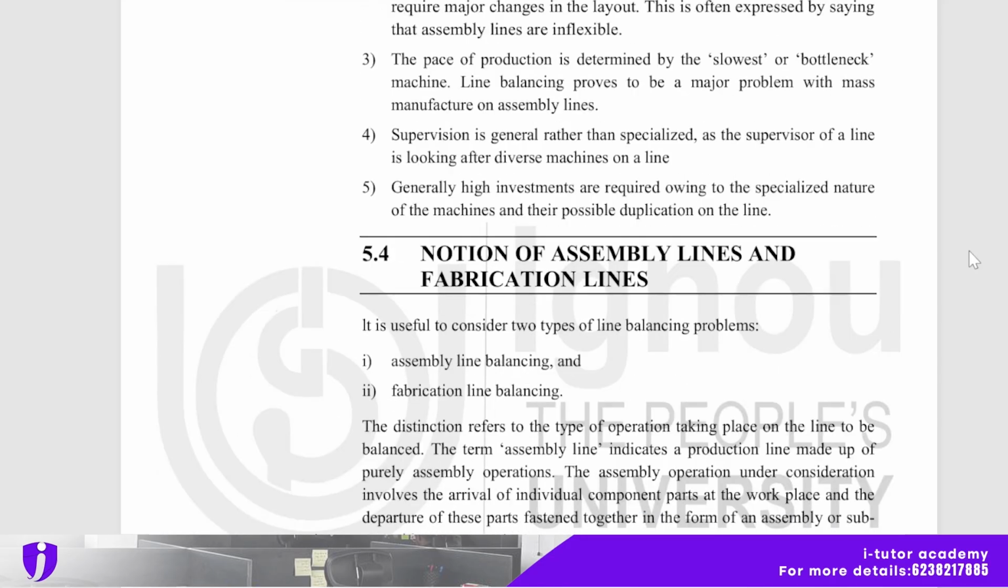Next, the pace of production is determined by the slowest or bottleneck machine. Line balancing proves to be a major problem with mass manufacture or assembly lines. Supervision is general rather than specialized, as the supervisor of a line is looking after diverse machines on a line. Generally, high investments are required owing to the specialized nature of the machines and their possible duplication on the line.